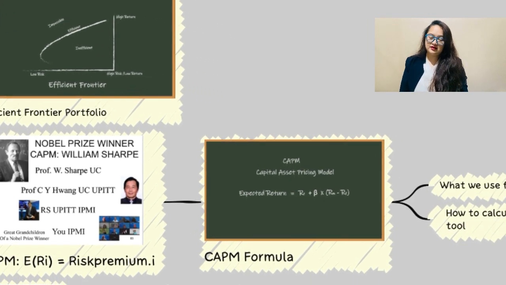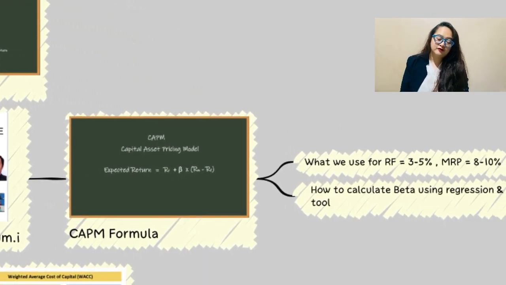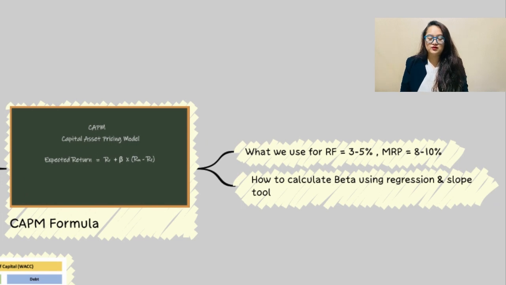We discussed in the class that the risk-free rate that we can use is between 3 to 5%, and the MRP is between 8 to 10%. And we also learned about how to calculate beta using regression and the slope tool in Microsoft Excel.